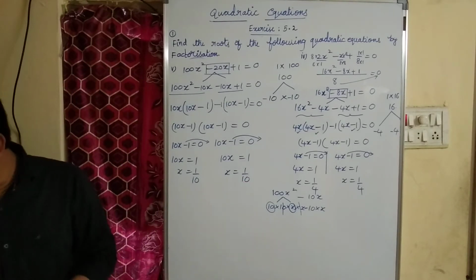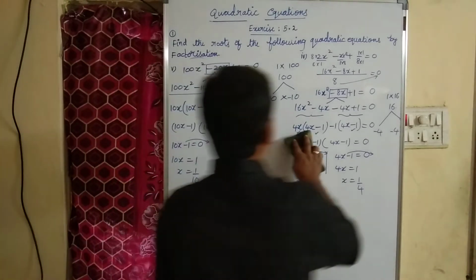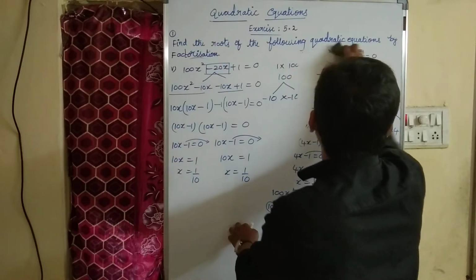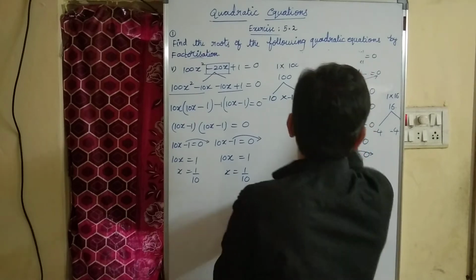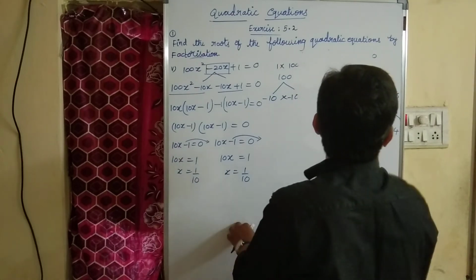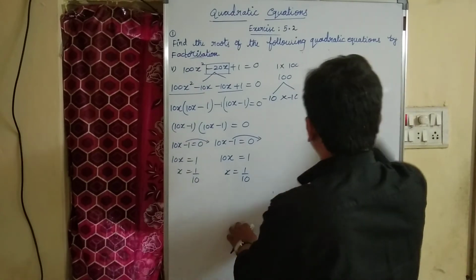So what are the two possible factors? That is x equal to 1 by 10 as well as x equal to 1 by 10, children. Okay. That is our fifth question. Now coming to sixth problem.